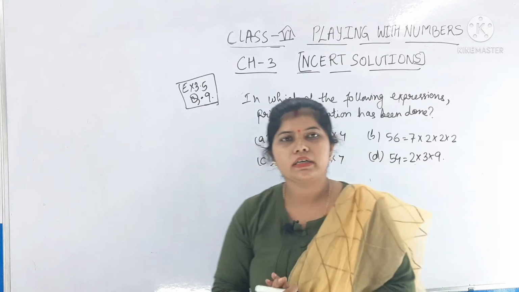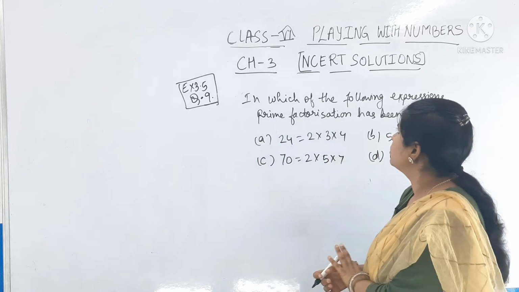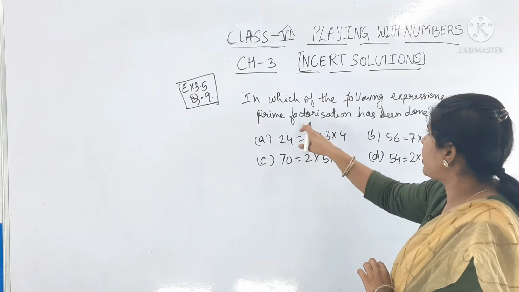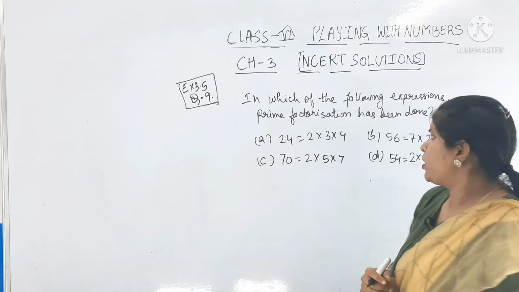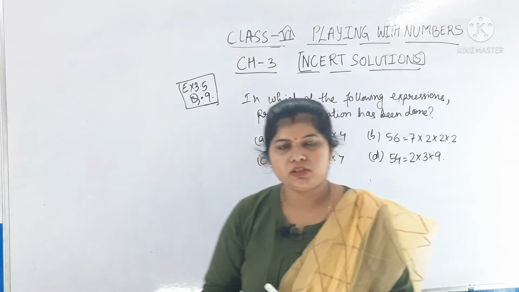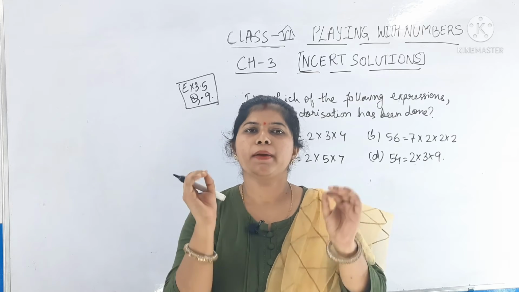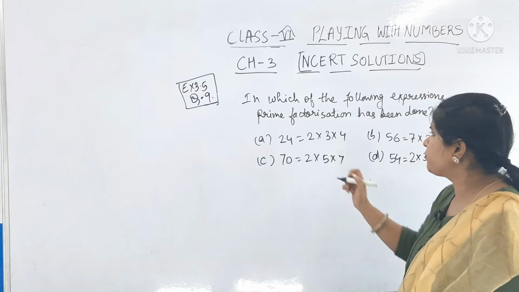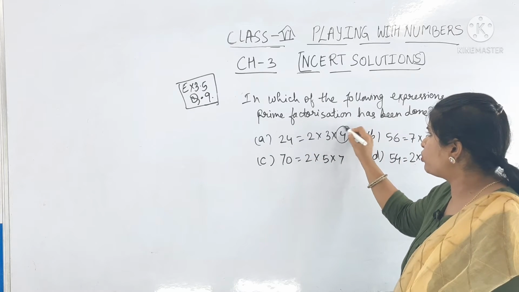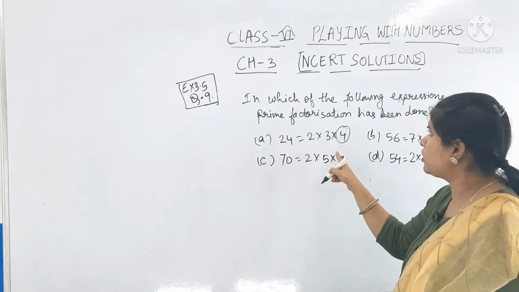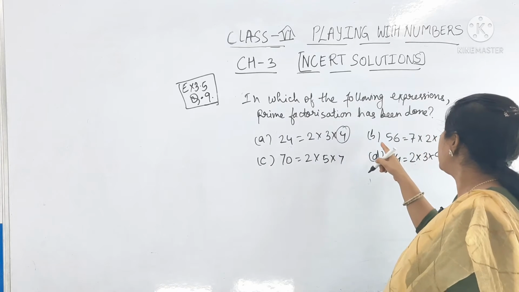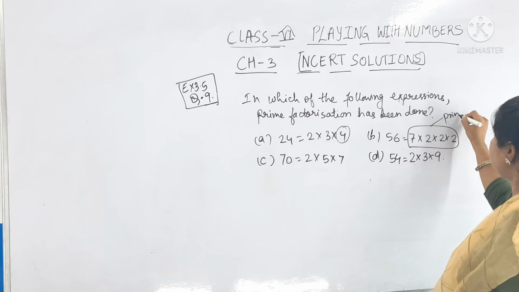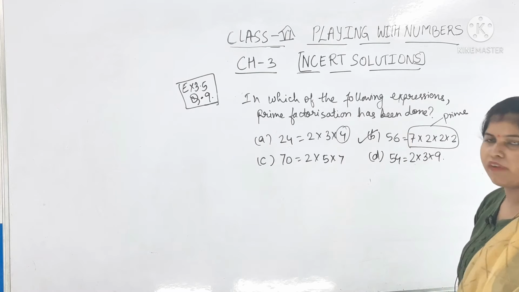That is question number 9. Here we have to state which of the following expressions has the prime factorization done. So we know that for prime factorization, all the factors should be prime numbers, not composite numbers. So here we can see that in part A we have the composite number 4. So this is not the correct prime factorization. Part B, you can see that all are prime numbers. So this is the correct prime factorization.